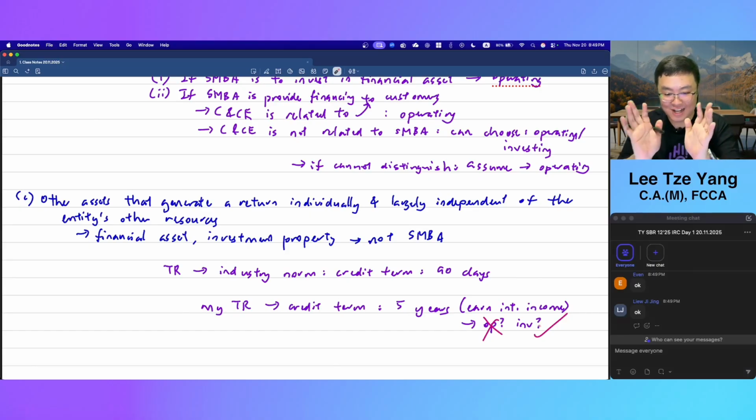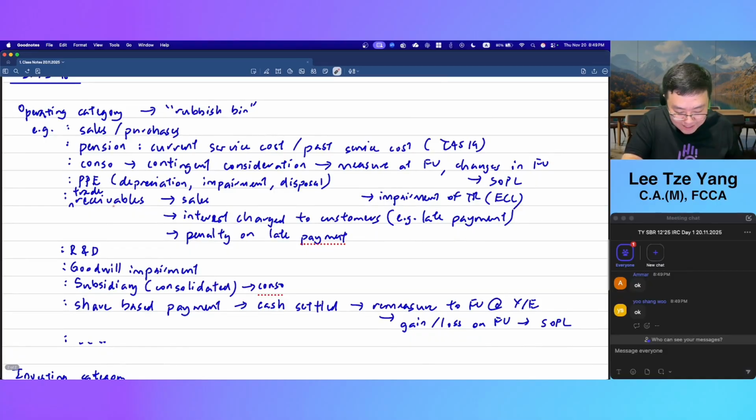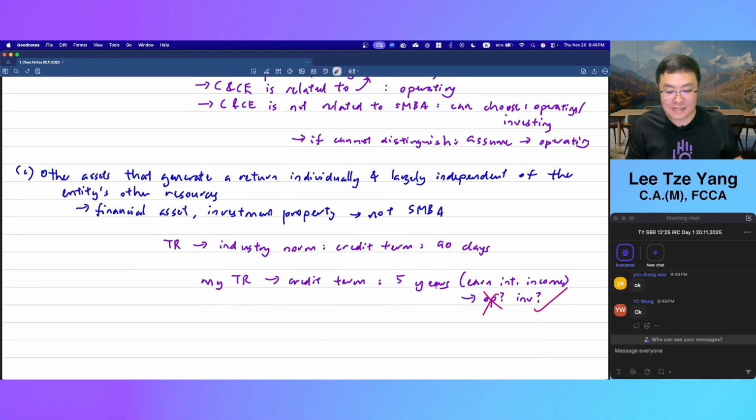Okay, so you see, judgment is required. Although just now I said trade receivable must be operating, but this one, I don't think it's trade already. This one seems like I gave the customer a loan already. So it seems like an investment already.